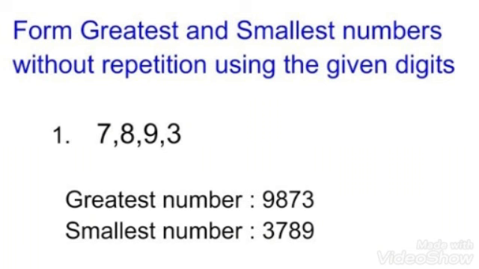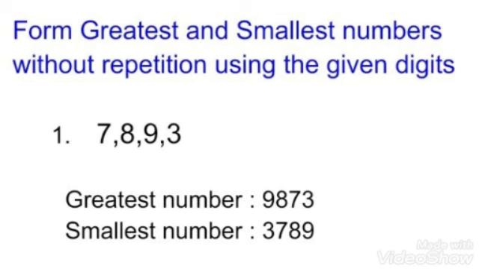Form the greatest and smallest numbers without repetition using the given digits. So some digits are given. The digit should not come again, that is, you should not repeat it. So what is the greatest number? Which is the greatest number in this? 9 is the first greatest number, so you write 9. The next greatest is 8. The next greatest is 7. Then the remaining number is 3. So 9,873 is the greatest number.